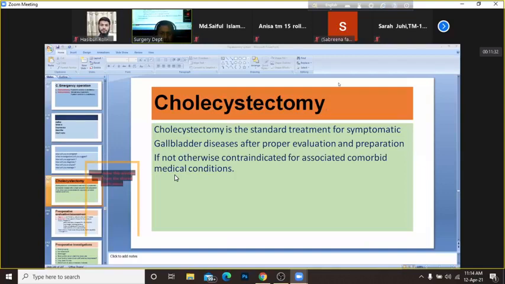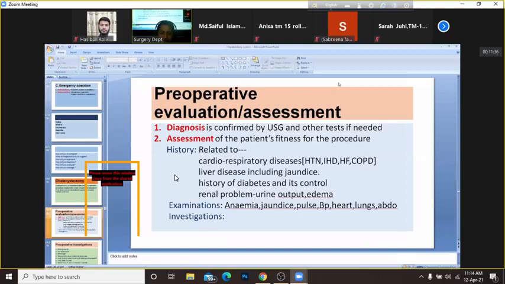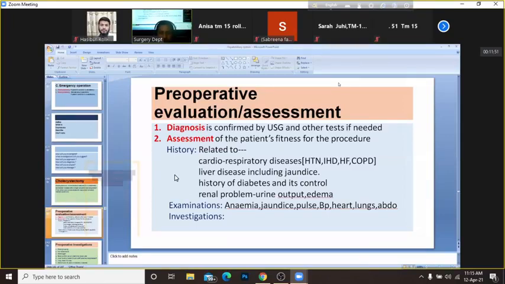So whenever we decide to operate upon this patient, that is whenever we want to do the cholecystectomy, the patient has to be prepared. So in general, we call it preoperative evaluation or assessment. In the preoperative assessment or evaluation, first and most important thing, we make the diagnosis, usually by ultrasonogram.